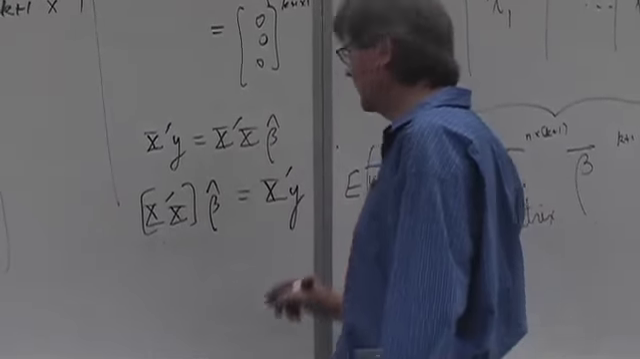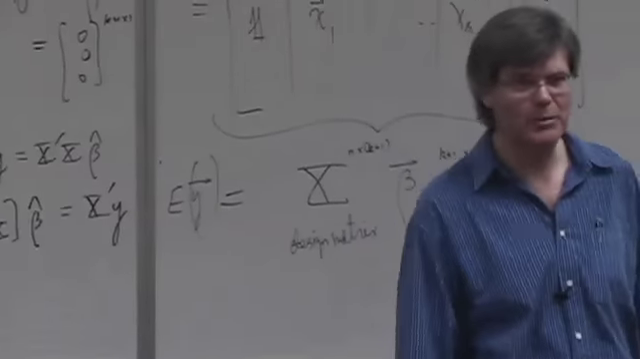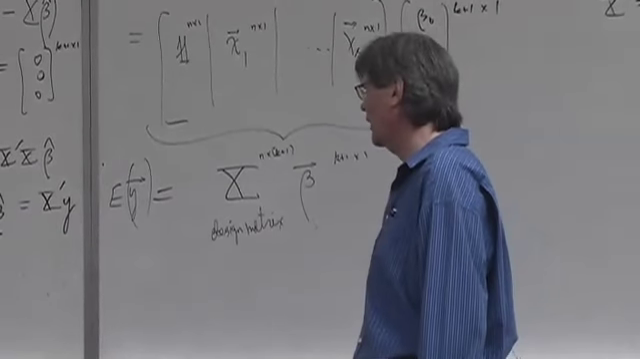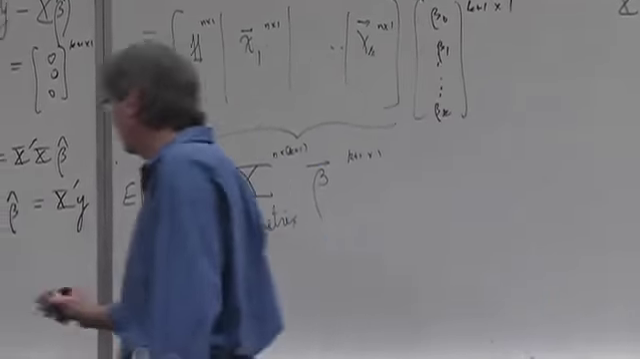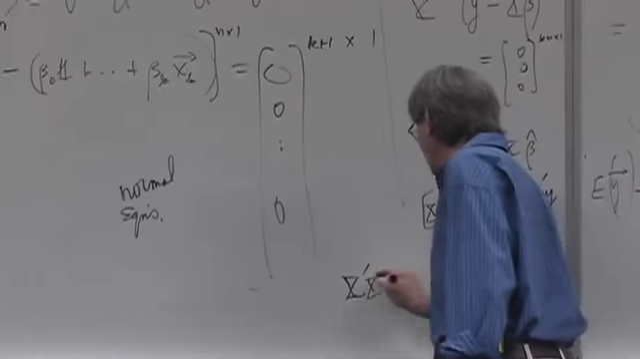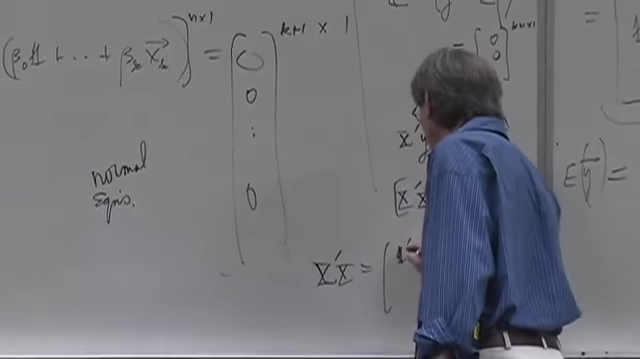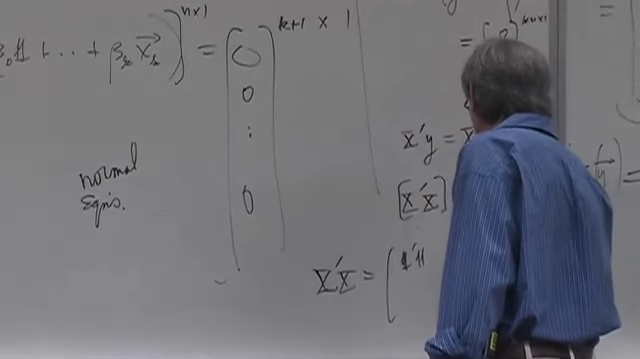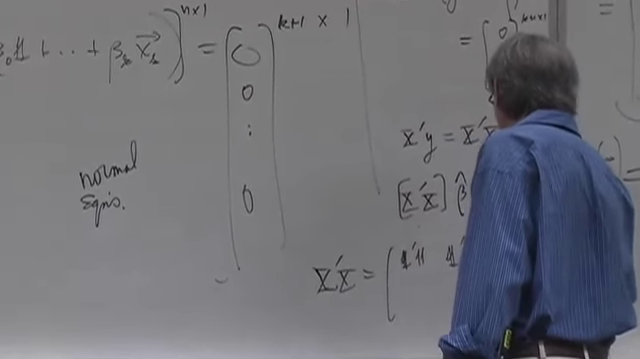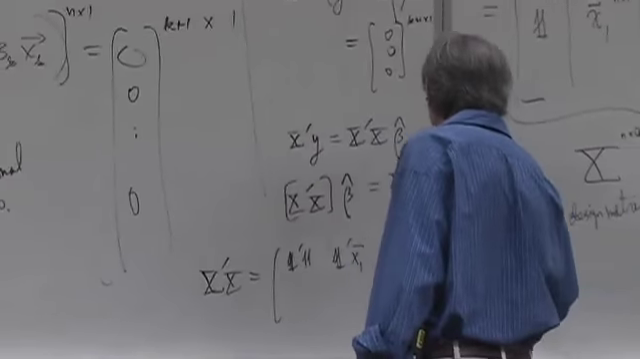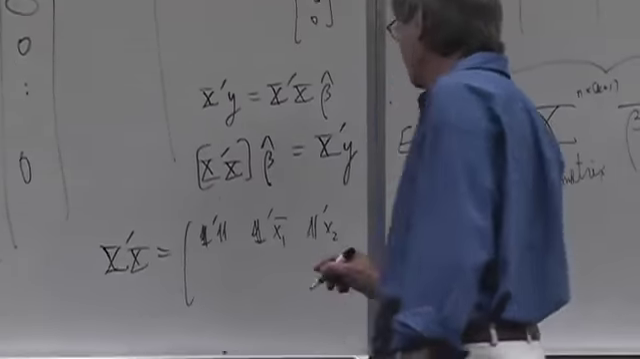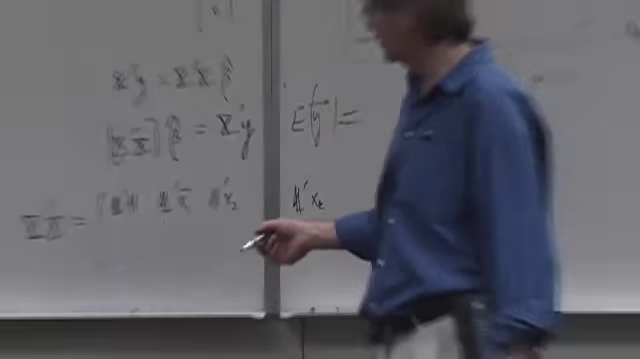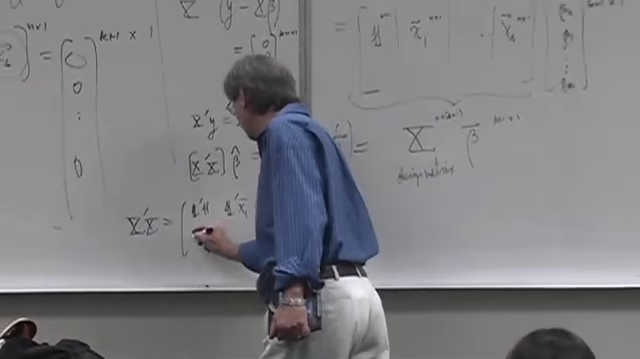So this is exactly the analog, and so we could actually write down what X prime X looks like in terms of products. X prime X is in fact 1 prime 1, 1 prime x1, 1 prime x2, and so on, 1 prime xk. So that would be all the summation xi1, summation xi2, summation xik. You can think of it, hopefully in your imagination you can see this.